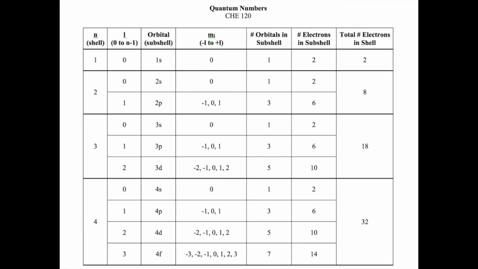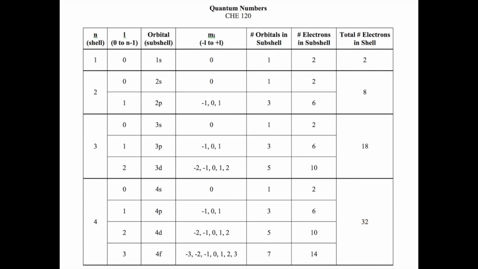And if L is 3, that means my values of m sub l start at -3 and go to +3, giving me a total of 7 values. That means there's 7 unique orientations in 3-dimensional space for my f subshell, and that f subshell can hold up to 14 electrons, such that across the entire fourth shell, I have a total of 32 electrons that can be accommodated among the 4s, 4p, 4d, and 4f orbitals.